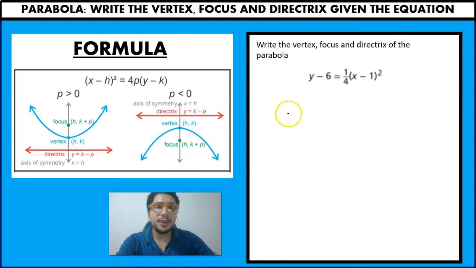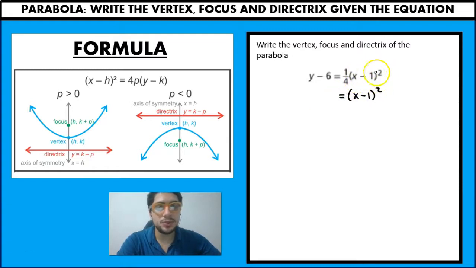Now, whenever we have our value here, we have that y minus 6 is equal to 1/4 of x minus 1 raised to the power of 2. So now here we can see that it's actually kind of different. So x minus h to the power of 2, it's going to be this one right here. And then we have 4p times y minus k, right? But we have it organized differently. So what we're going to do is that we're going to organize it again.